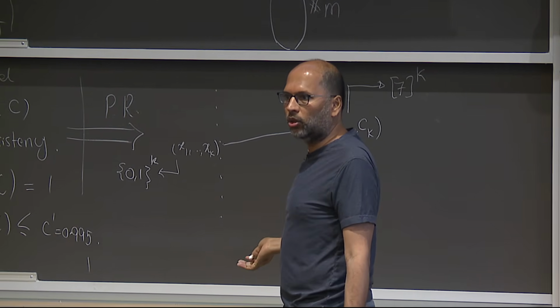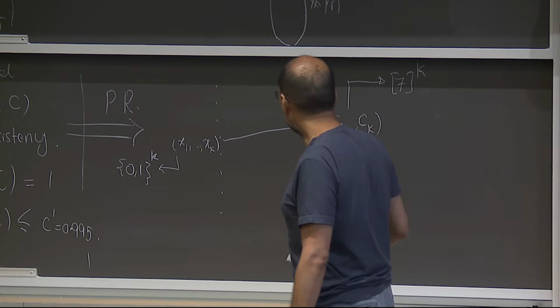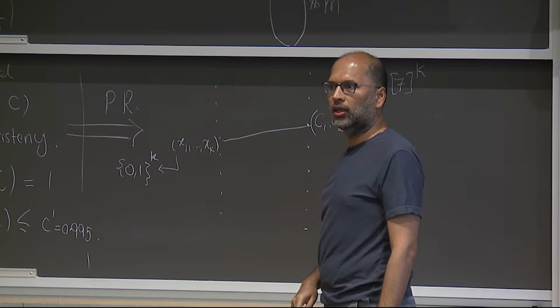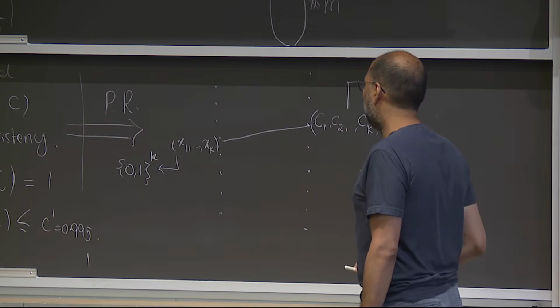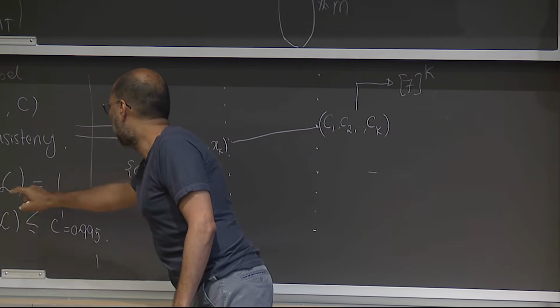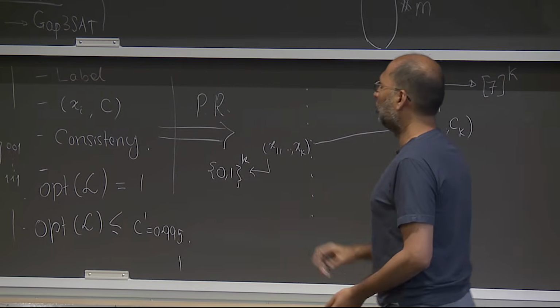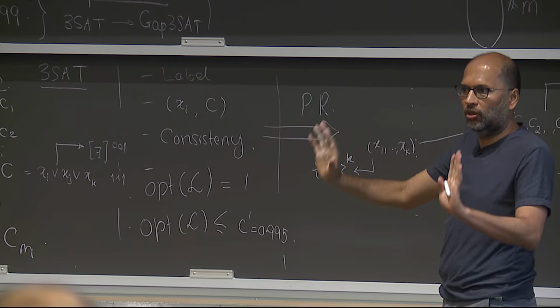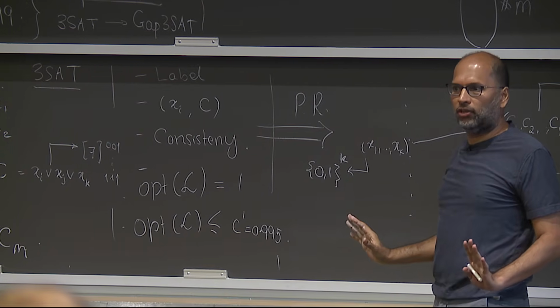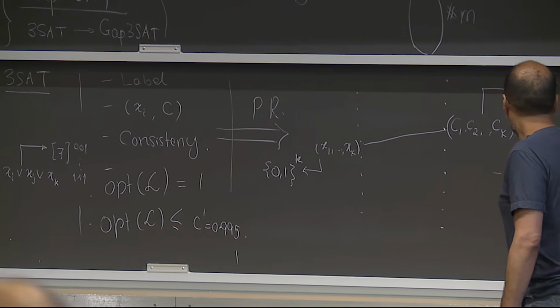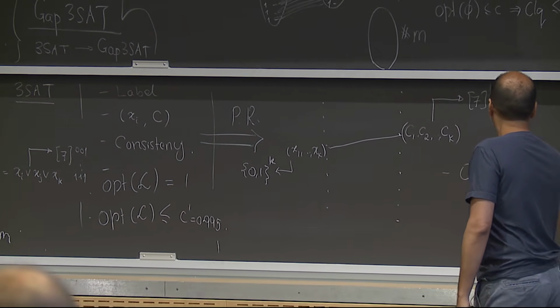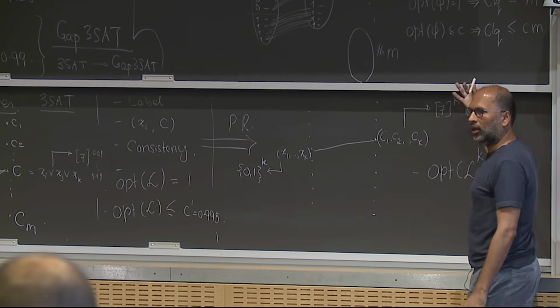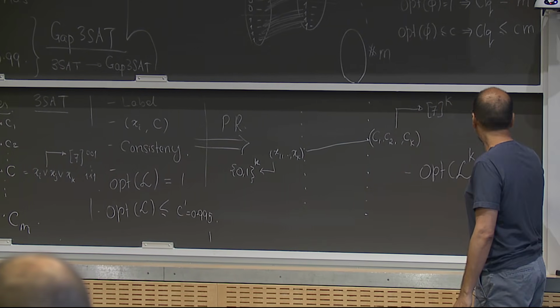This is now a new instance of label cover. And you want to satisfy as many constraints as possible. Now, it's clear that if the optimum of the original instance was 1, you can just take that labeling and repeat that labeling on every coordinate, in a very good old honest fashion. And you are going to conclude that this new game would be L to the k, right? So this optimum is also 1.